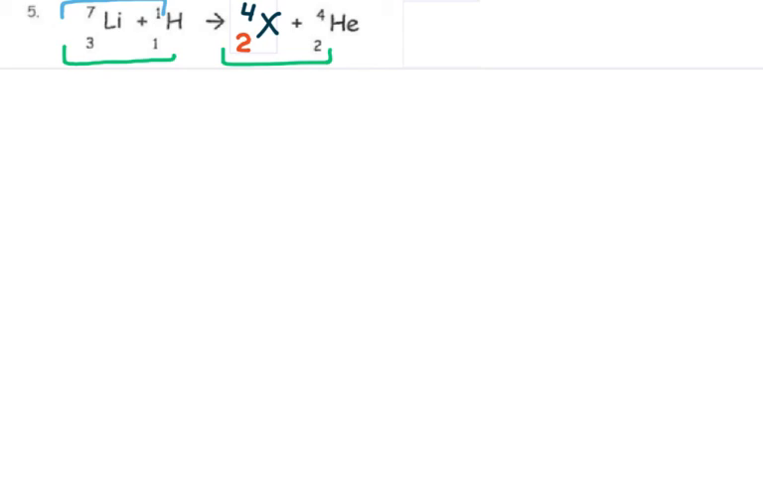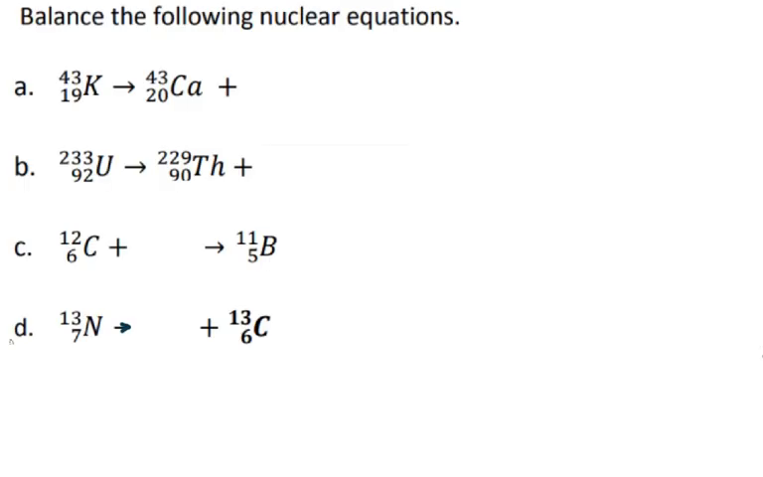and maybe one of them or 2 of them alpha particles. In this problem, they ask you to balance the following nuclear equations.